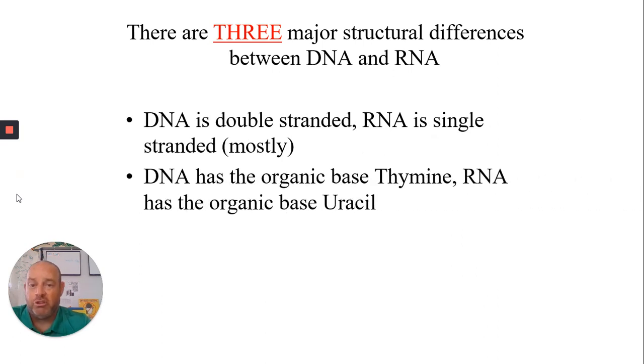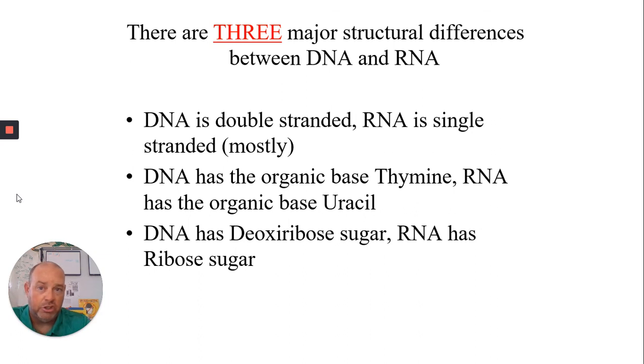Three major structural differences. There are some functional differences as well. But DNA is double-stranded, RNA is single. You have the U and the T substitution, and then the different sugar. So three big structural differences, and pretty easy ways to tell if you're looking at RNA or DNA.